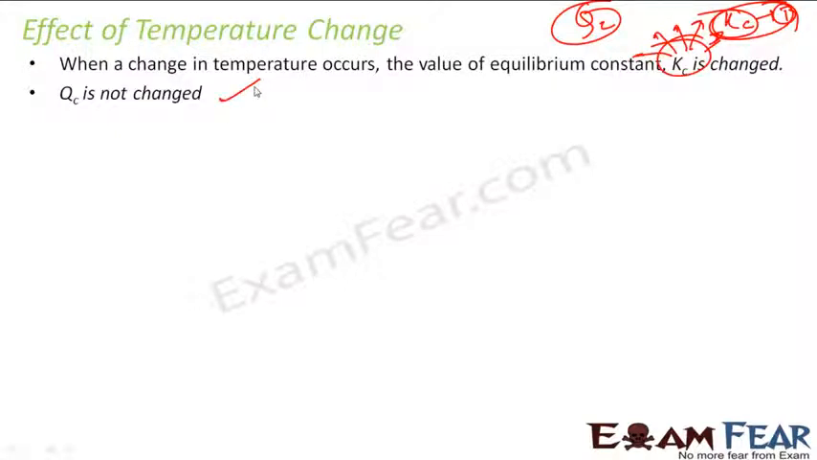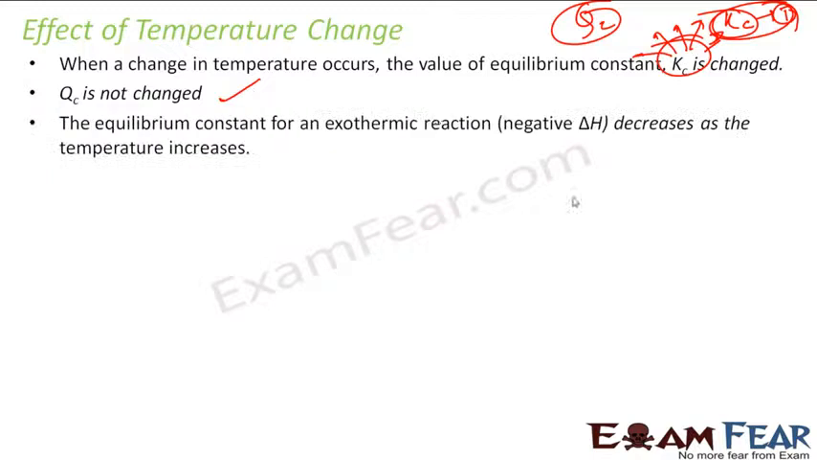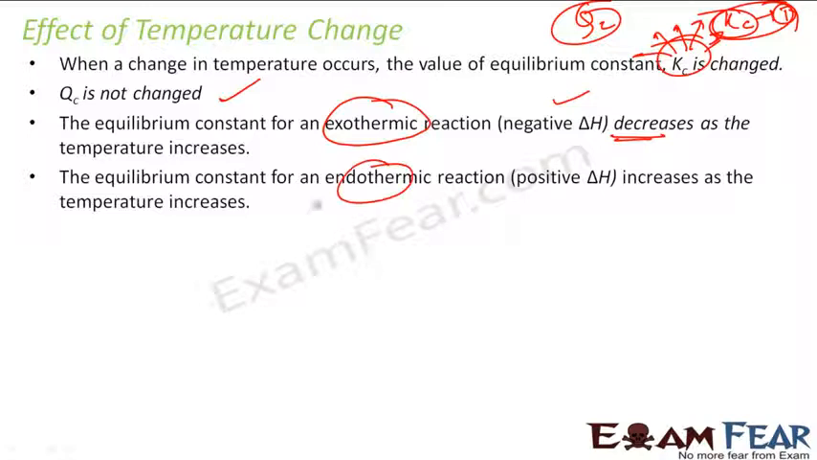Where does the equilibrium move in case of temperature change? It depends on the reaction. If it is an exothermic reaction, that is, delta H is negative, the equilibrium constant decreases as temperature increases. For an endothermic reaction, the equilibrium constant increases if we increase the temperature. Logically also it makes sense.